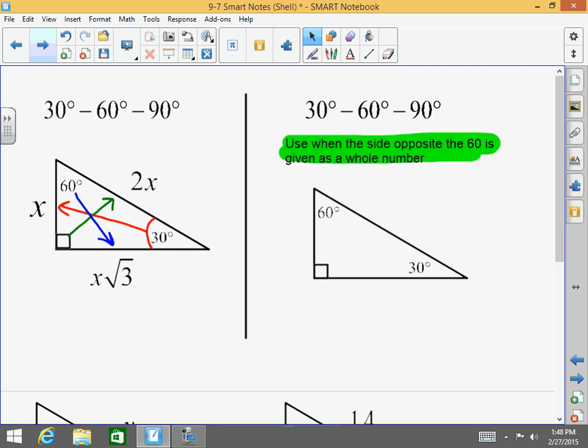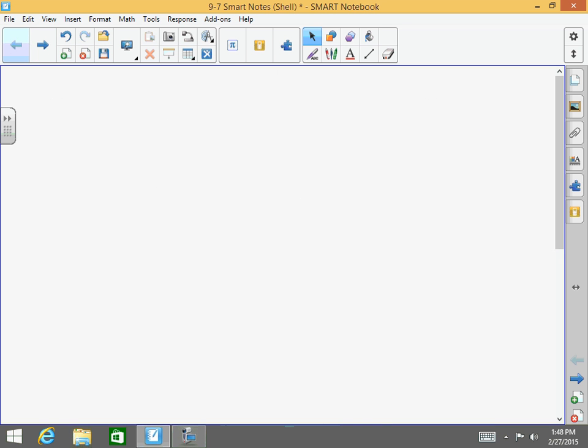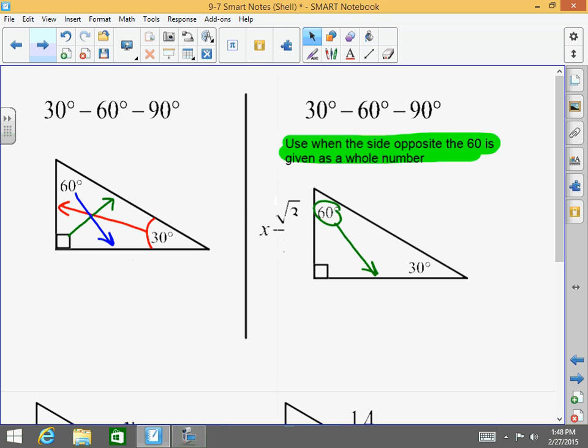Now, very similar to the hypotenuse being a whole number in the 45, 45, 90, when the side opposite the 60 is a whole number, oh, I messed it up. I messed that up. Let me put this here. Wow, the effect kind of lost itself there. Wow, I kind of feel like, boo. That was horrible. You know what? I'm not even going to accept that. Oh, wow. Okay, well, boo.